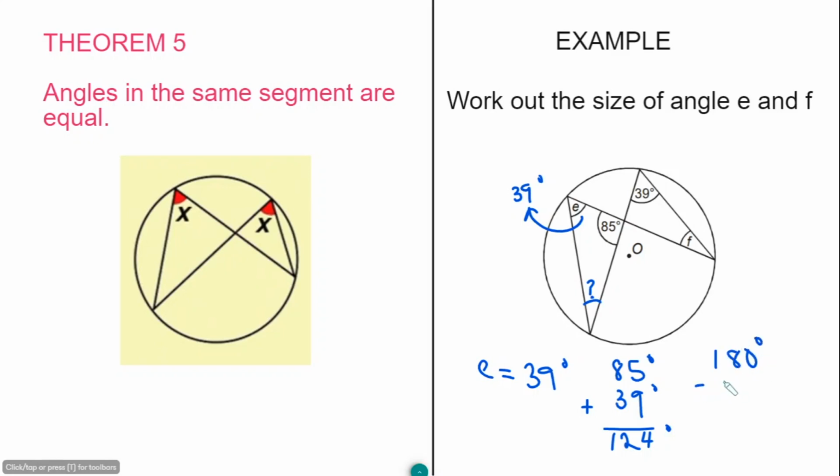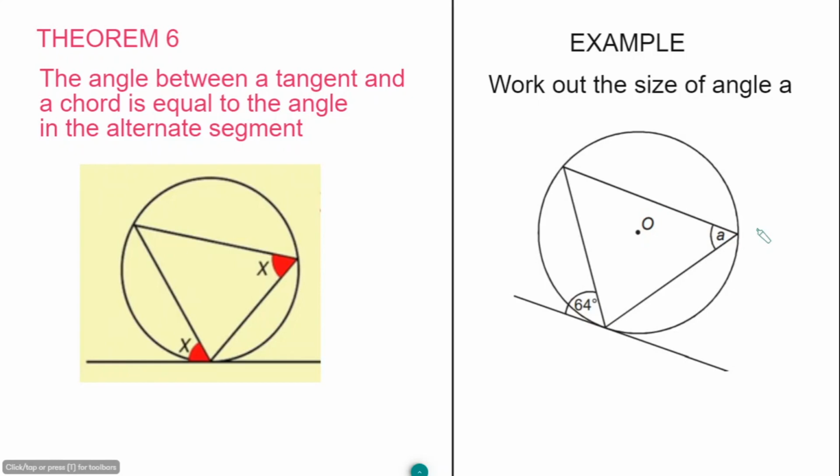180 subtract 124. So 56. Good. 56 degrees. So this angle here is 56 degrees. And if this is 56 degrees, definitely F is going to also be 56 degrees. Quite easy, right? Okay, let's move on to theorem number 6.